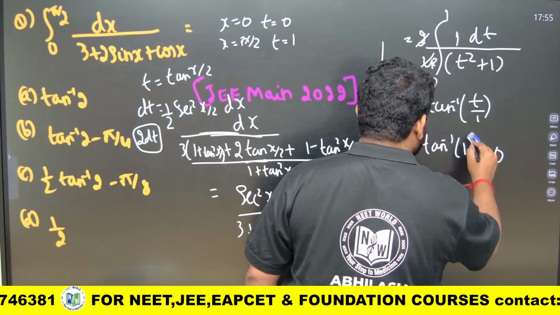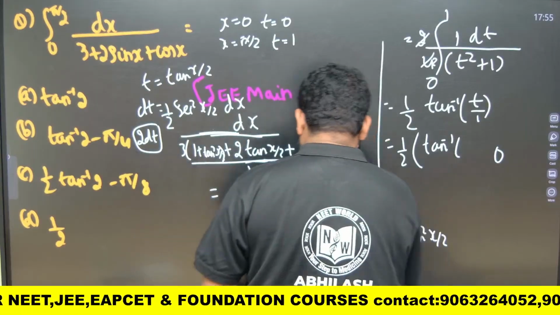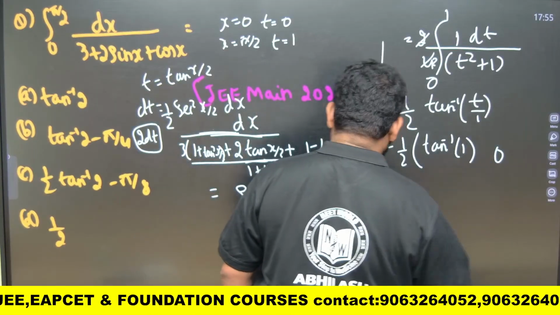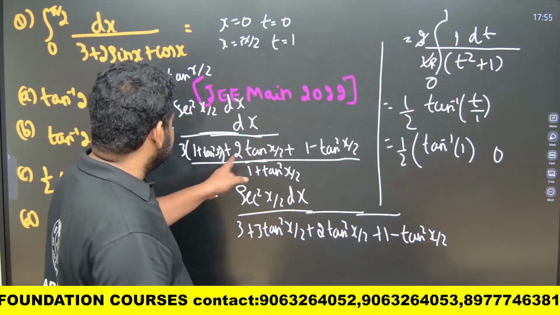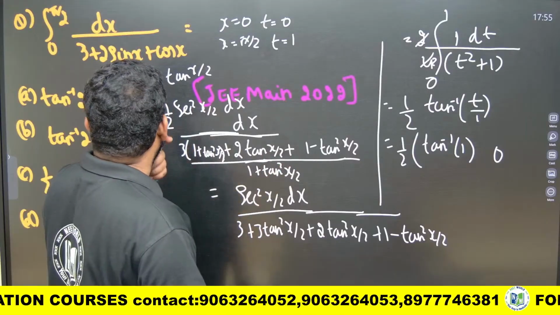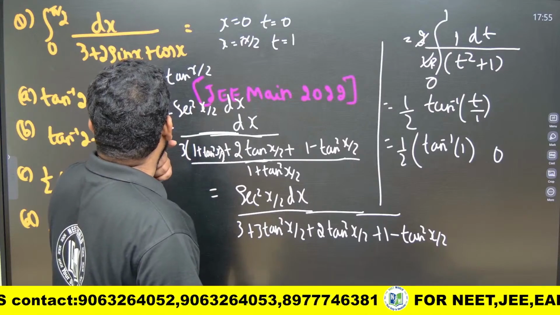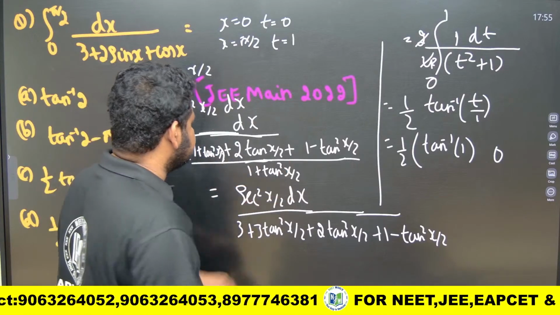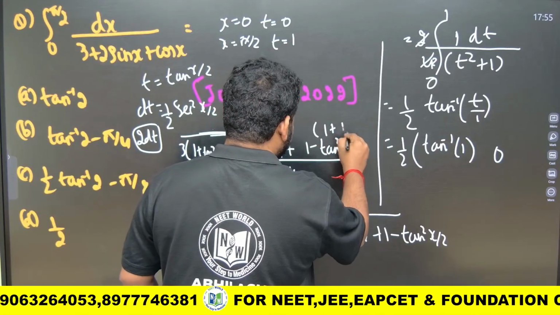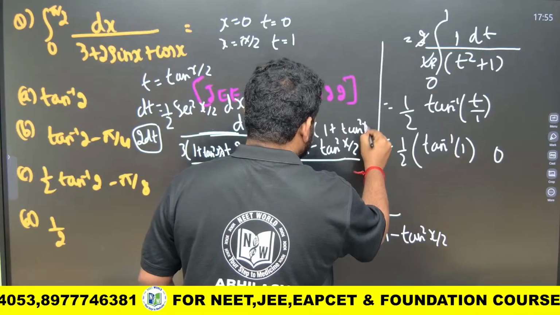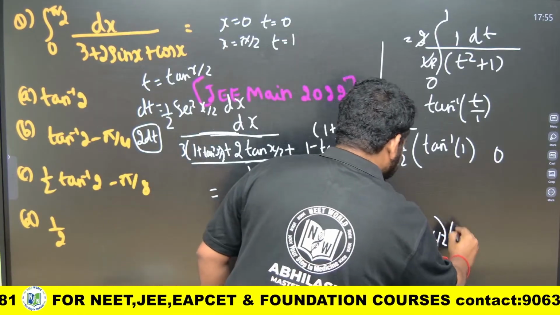Okay, tan inverse of 1. So what I'll get? Tan inverse of 1. Here somewhere we have made a mistake. 3 into 1 plus tan square x by 2, 2 into 1 minus tan square. This will be 1 plus tan square, this will be 1 minus tan square. If I take LCM, this will be 1 plus tan square into 1 plus tan square x by 2. So this will become 1 minus tan square x by 2 into 1 plus tan square x by 2.